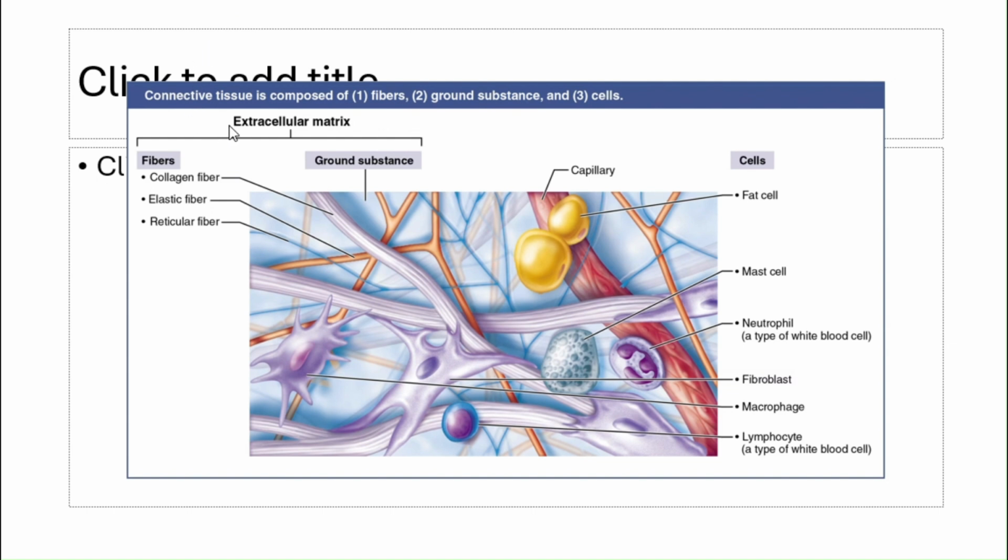What is the component of connective tissue? The main component of connective tissue is an extracellular matrix and cells. We have different types of cells. It could be adipose or fat cell, mast cell, fibroblast, fibrocyte, macrophage, or lymphocyte, and ECM or extracellular matrix is composed of ground substance and fiber. The fiber could be collagen fiber, elastic fiber, or reticular fiber.